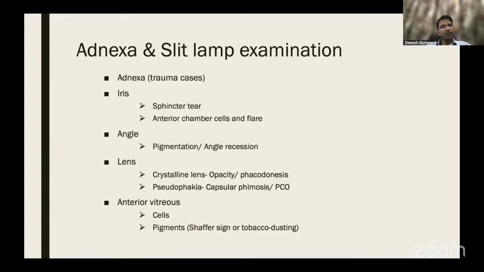Anterior vitreous Schaffer sign is important because presence of Schaffer sign in a phakic eye without any history of trauma points to a retinal break which is present, and through which the retinal pigment epithelial cells have migrated into the vitreous cavity.